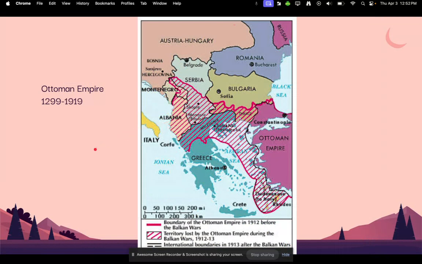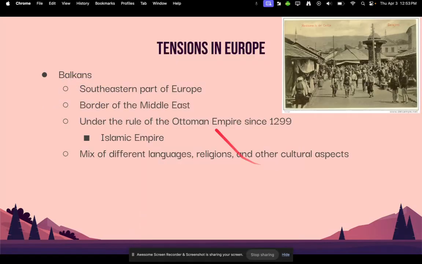So going back to that Ottoman Empire that I said that we never really talked about. So the Ottoman Empire lasted from 1299 to 1919. Wow, that is a really long time for an empire to last. So you can see here on this map, the Ottoman Empire actually controlled a lot of the Balkans. So anything right here, in this crossed out line here, would belong to the Ottoman Empire during the early 1900s.